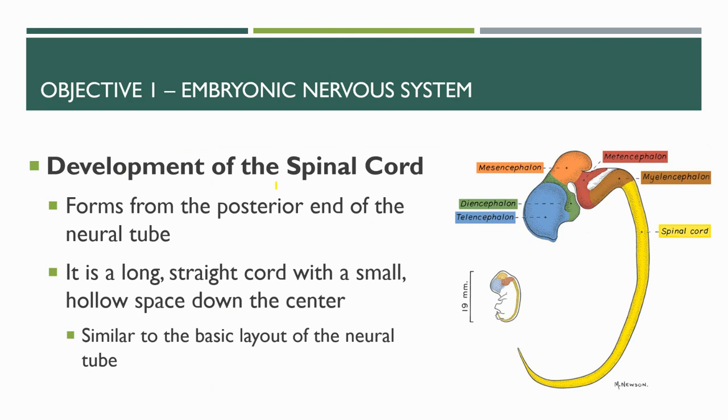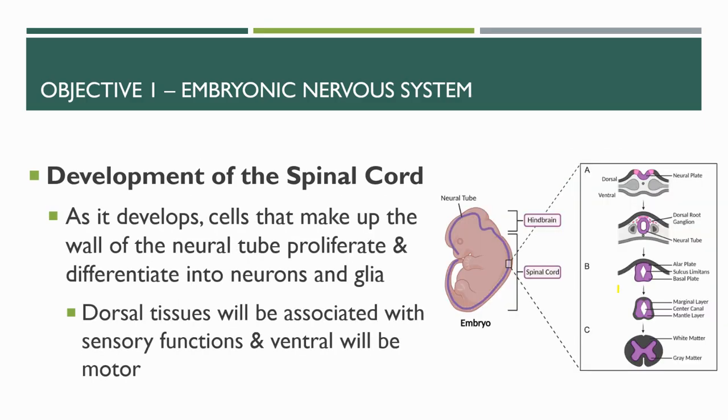Now the spinal cord is going to be much simpler, because if you look at the neural tube, it's essentially a hollow tube. If you look at the spinal cord, there's not really a lot of specialization that has to happen there. It's pretty much going to stay a hollow tube. Now there's going to be some differentiation that takes place, but there's not going to be a lot of big changes like we saw up here in the brain. So pretty much the development of the spinal cord is going to be a little simpler.